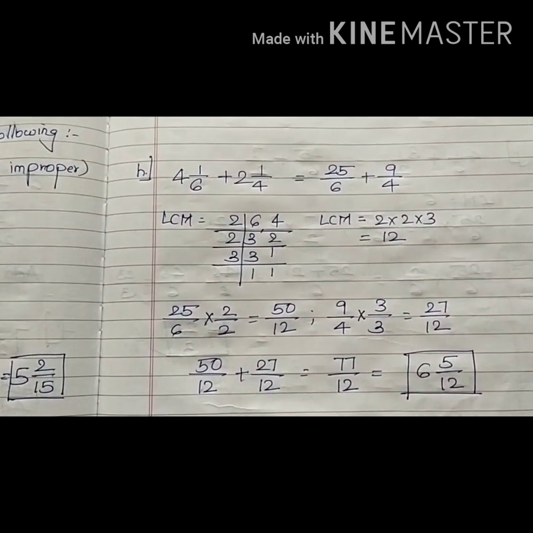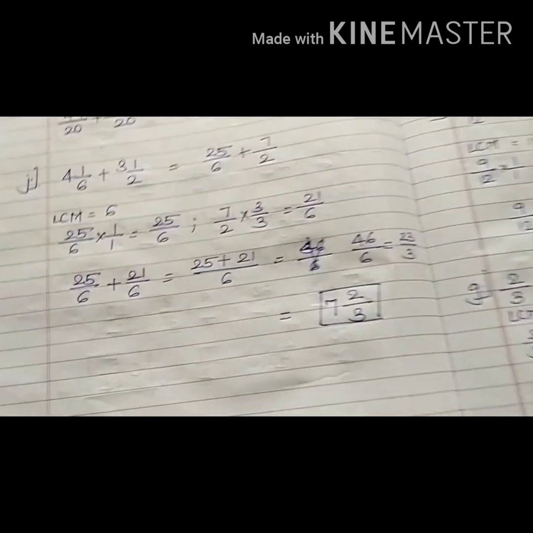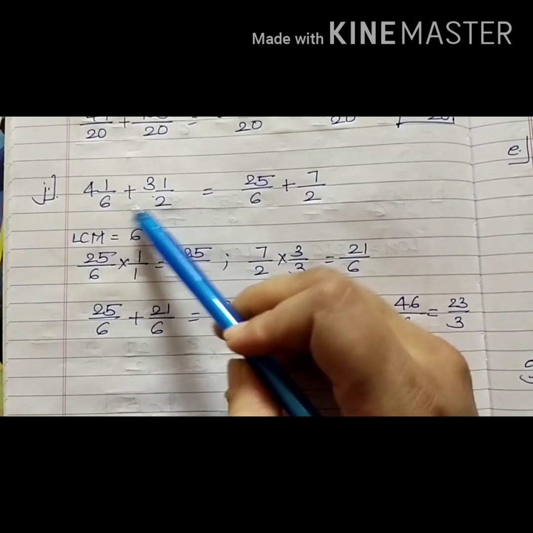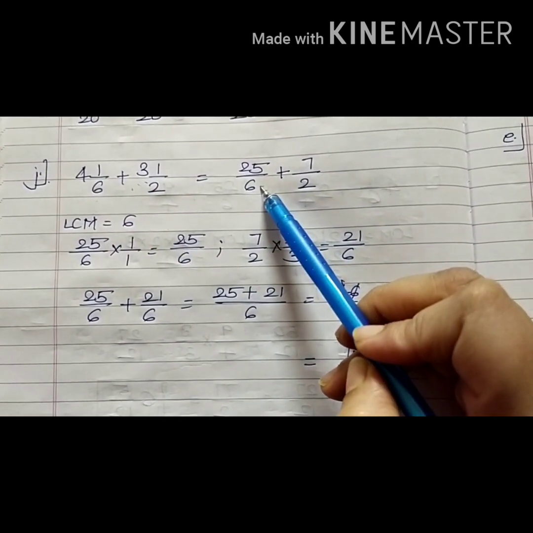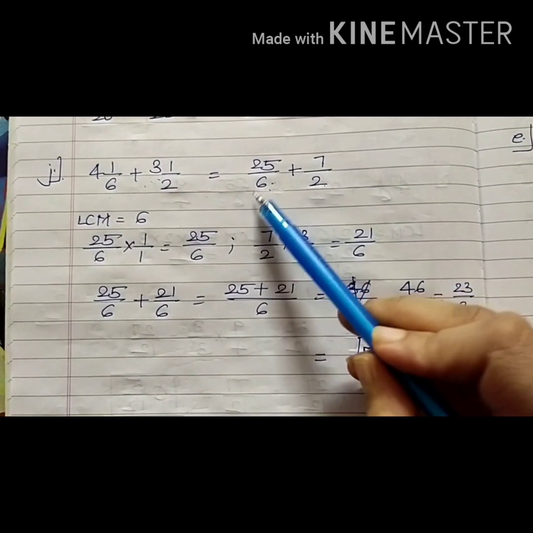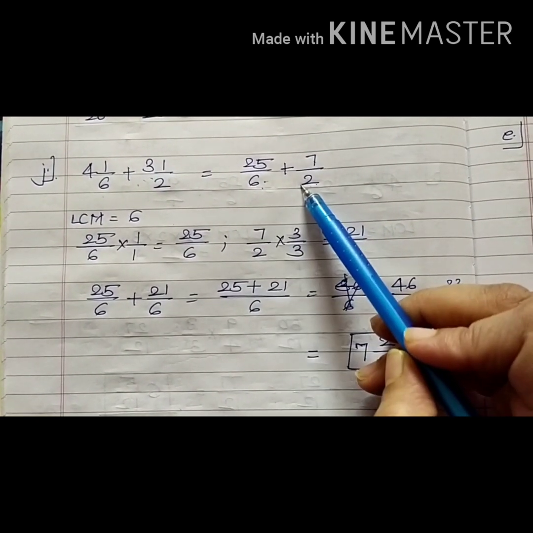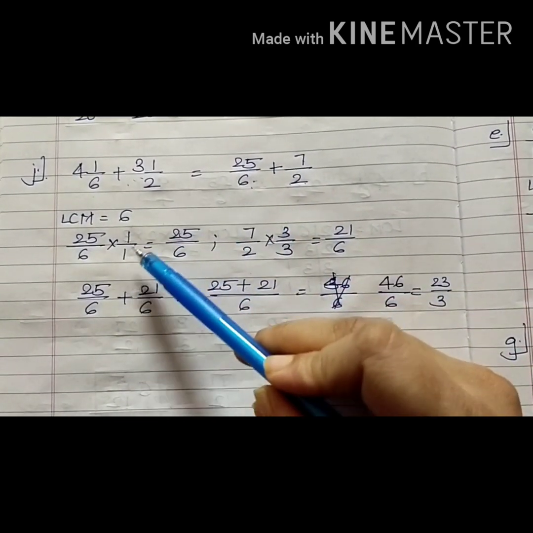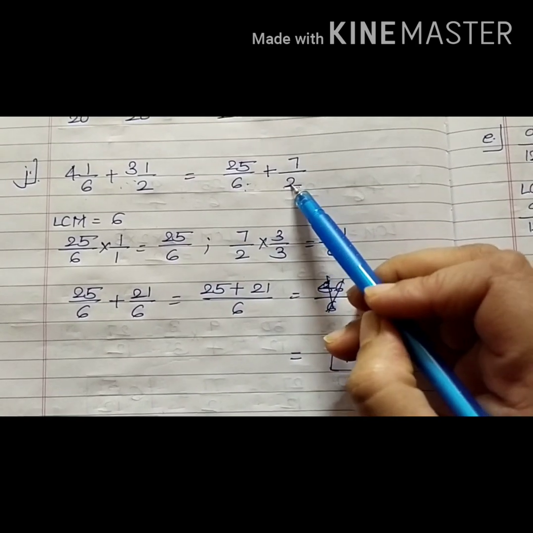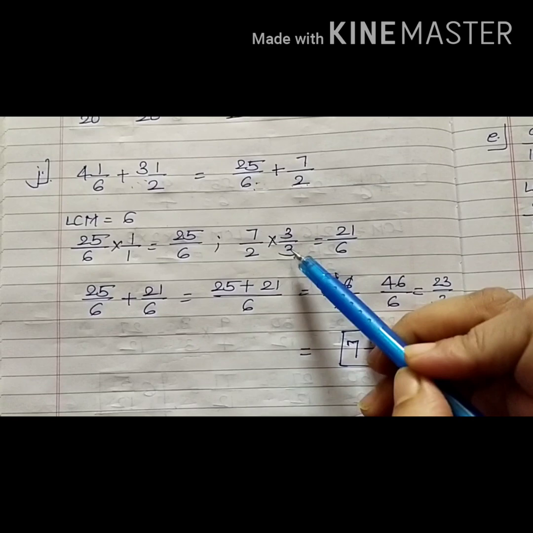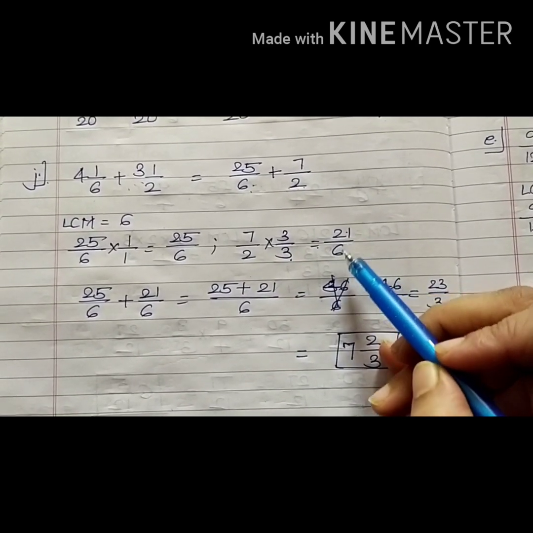That is the J1. I would like to show you the J example. Again, this is a mixed fraction. I first converted it into an improper fraction. I get 25 upon 6 and 7 upon 2. Now I could see that the LCM for 6 and 2 is 6. So the first fraction is simply multiplied by 1 to get the same one. For the second one, to make 2 into 6, I need to multiply it by 3. So I have multiplied it by 3. I get 21 upon 6.